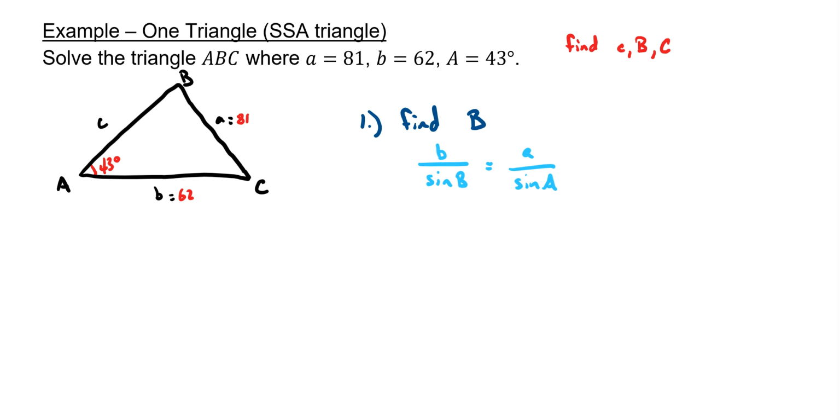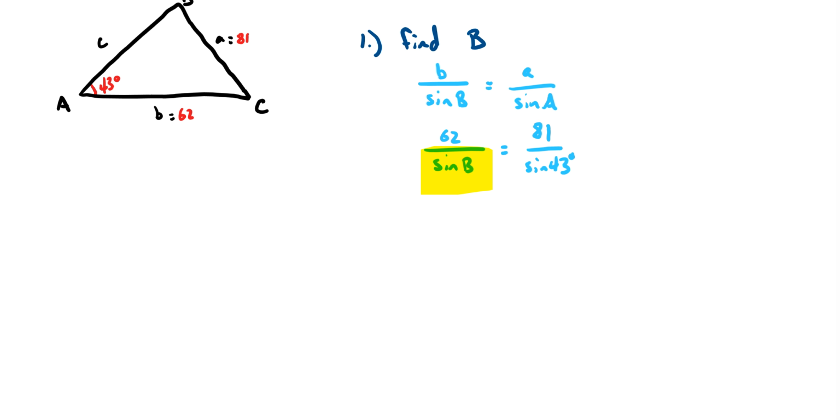So this is going to be filling everything in: 62 over sine of B equals 81 over sine of 43 degrees. This is a little bit different than what we were doing in the previous couple pages, because now we're looking for the angle using law of sines. So we need to start this kind of the same way. We're going to solve this by cross multiplying.